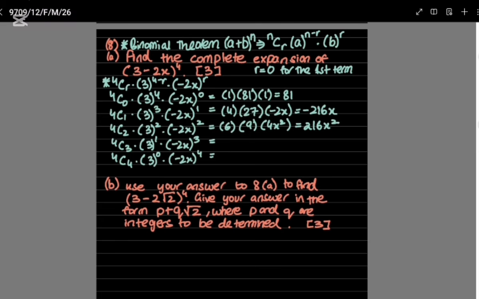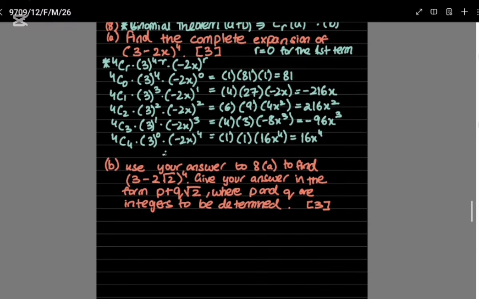Now 4C3, what's 4C3? It's just simply 4 times 3 times minus 8x cubed, so 4 times 3 times minus 8 gives you minus 96x cubed. Okay, now 4C4, is it 0, I reckon? No, it's 1. 1 times 3 to the power of 0 is 1 times (minus 2) to the power of 4 is 16x to the power of 4. So the complete expansion is 81 minus 216x plus 216x squared minus 96x cubed plus 16x to the power of 4.